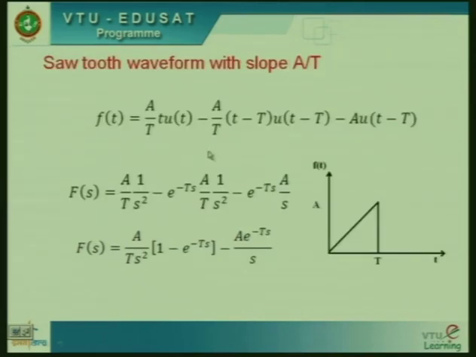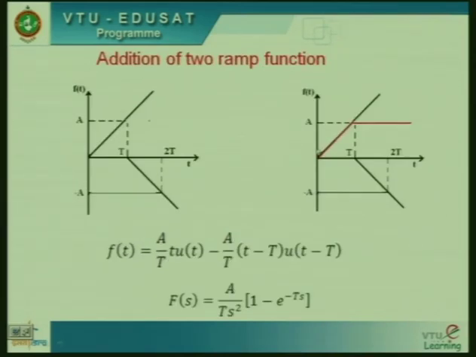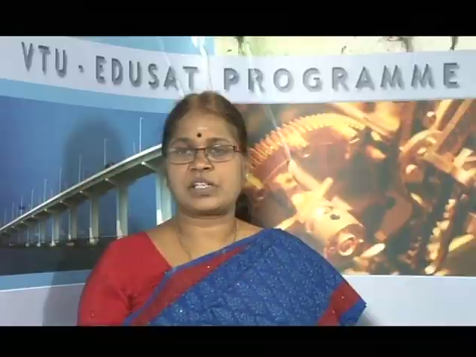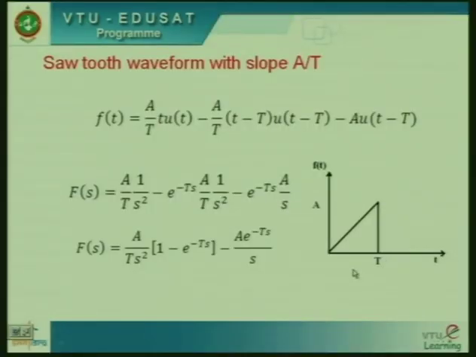Now, having understood how we generate this waveform and what is the Laplace transform of this waveform, let us see how to get the Laplace transform of a sawtooth waveform. So, I have a sawtooth waveform with slope a by T. Now, our aim is to get the Laplace transform of this particular function. Let us see how to generate this function. How do we synthesize this function?